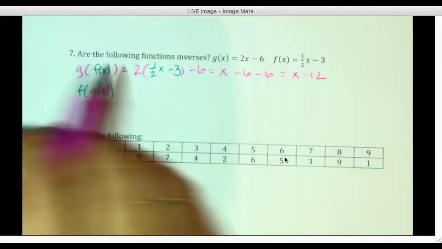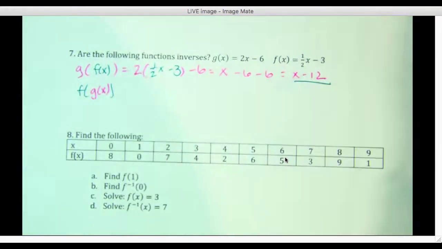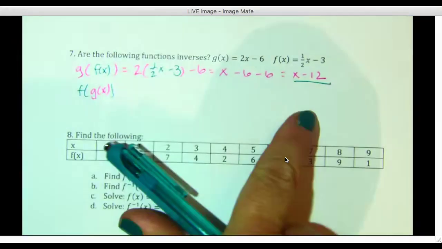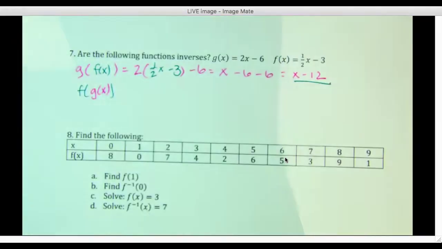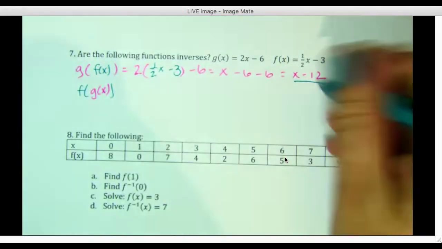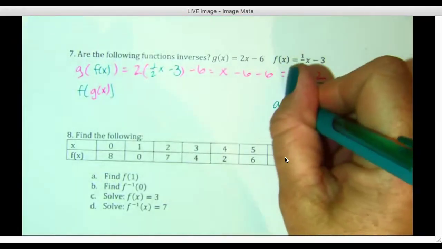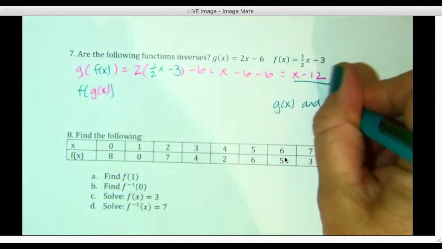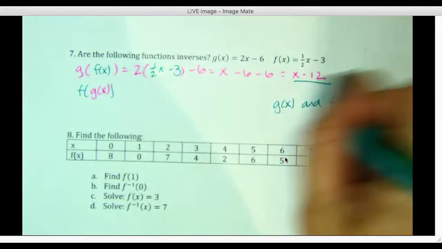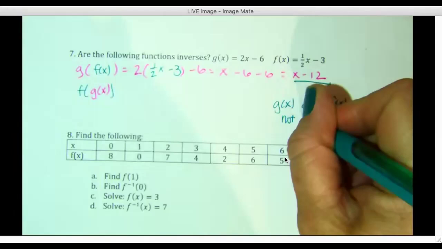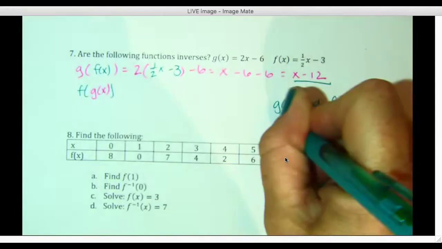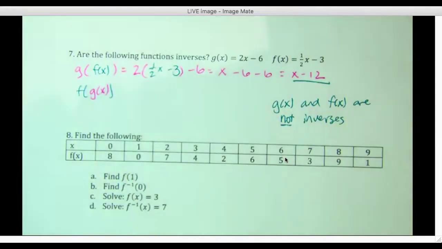I don't even need to check this one. This tells me everything I need to know. It's not equal to exactly x. Even if the other one were equal to x, it doesn't matter. They have to be equal to exactly x. So g of x and f of x are not inverses. Okay. All right.